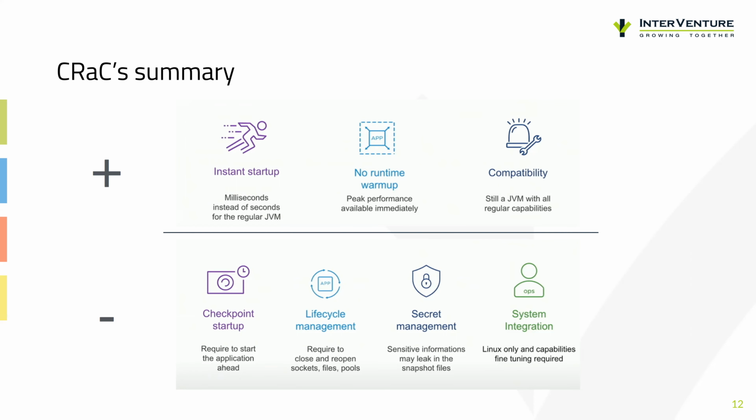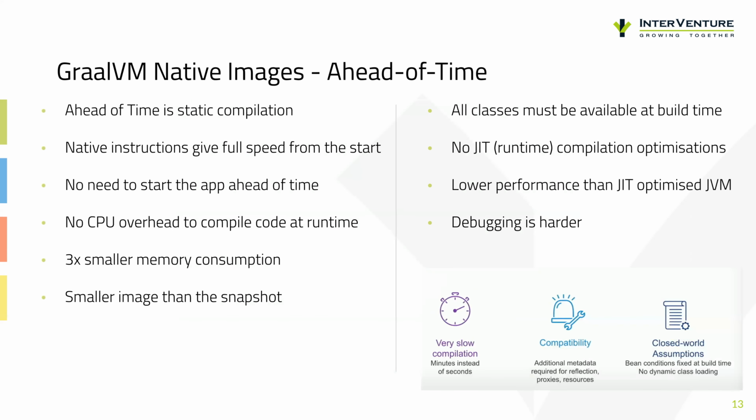Let's see how this compares with GraalVM native images. Project CRaC is just an alternative to the GraalVM native image approach. GraalVM native images offer ahead-of-time static compilation. So there's no runtime compilation of the code, no interpreting bytecode, no hotspot analysis, and no additional CPU load. So it's very fast from the very start.